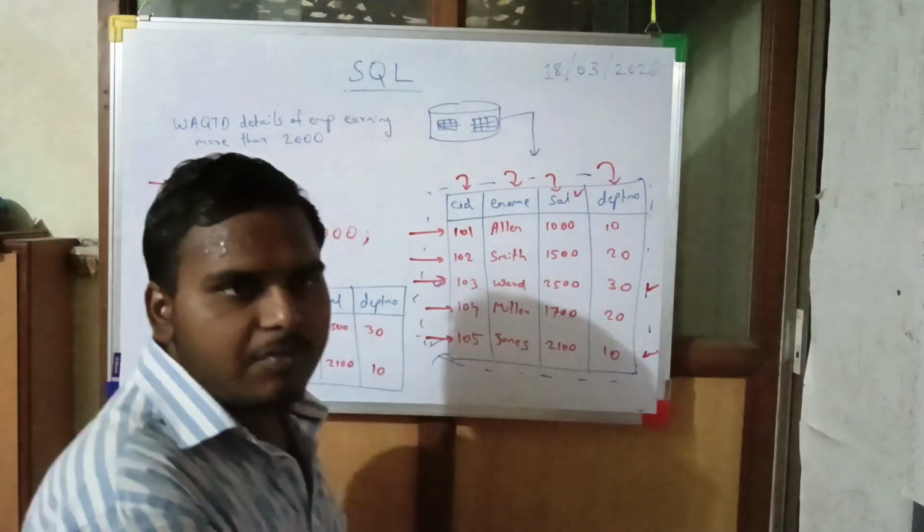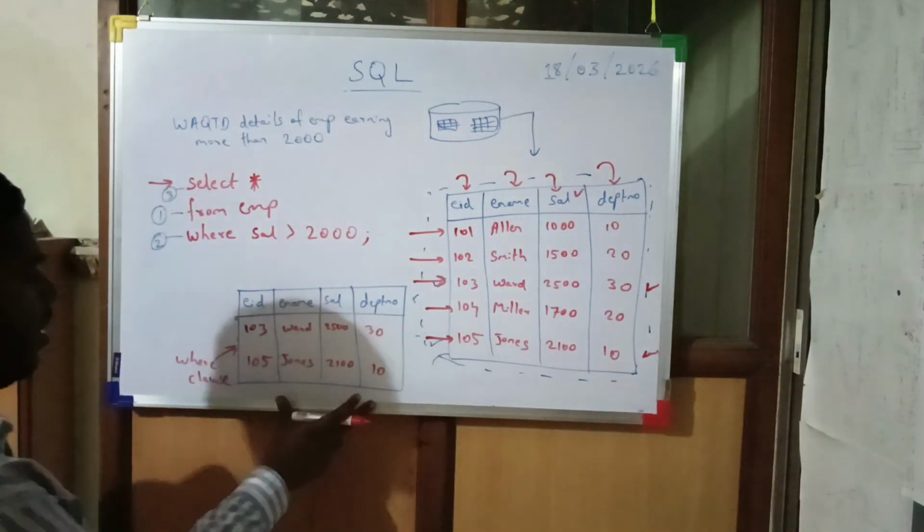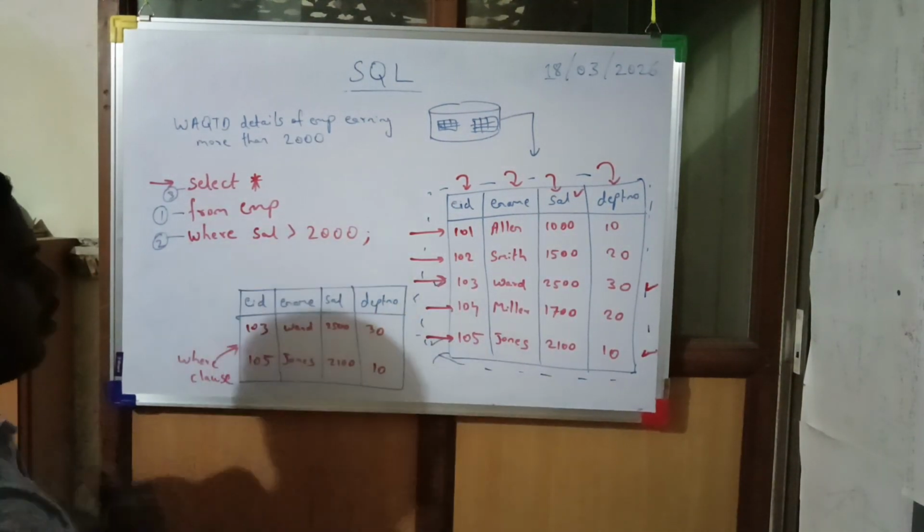So, will the compiler internally work like this? No. It will just select the records and display the output. But for understanding, I am showing what the output of the where clause will be.